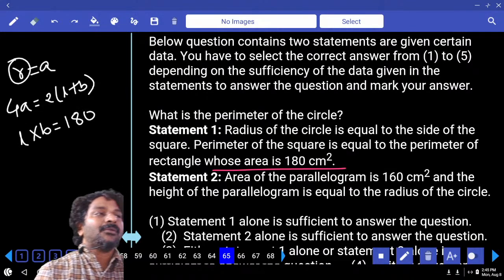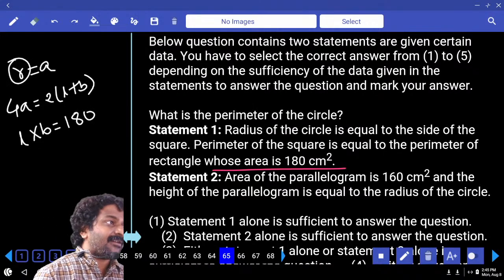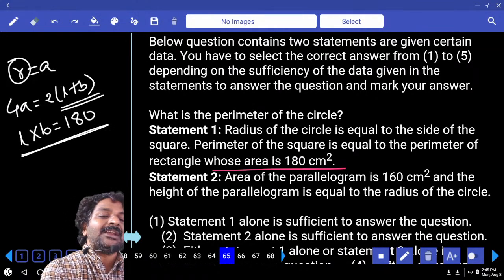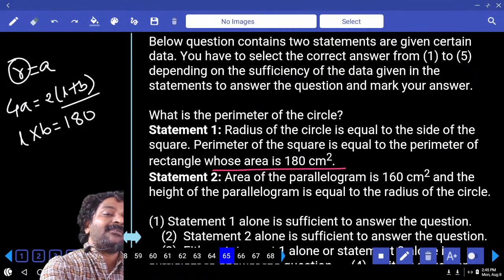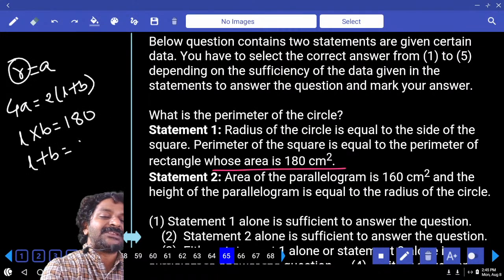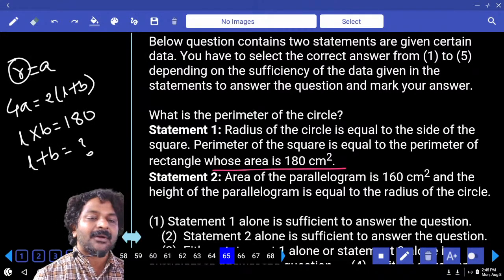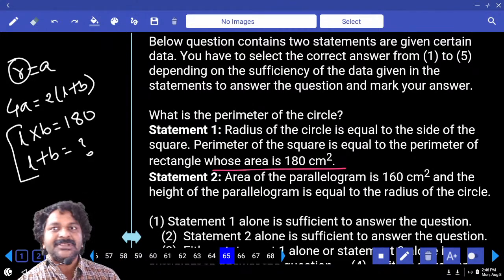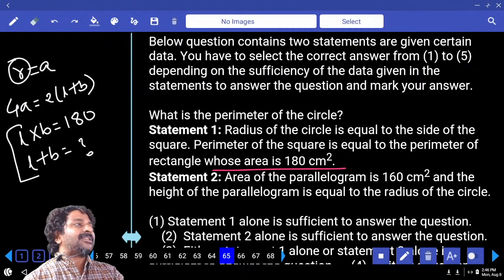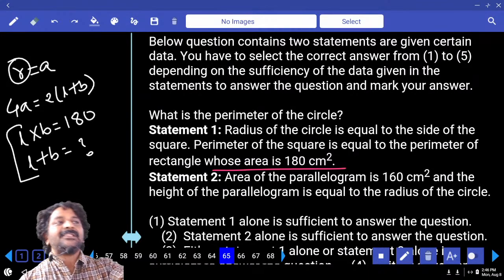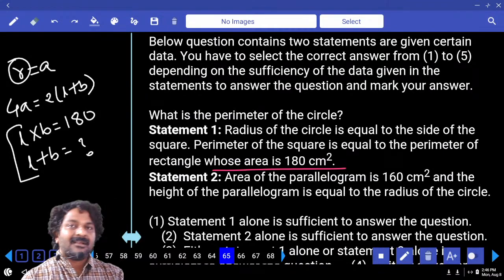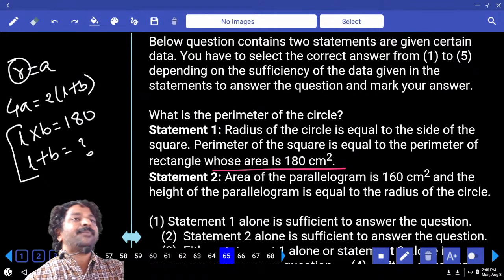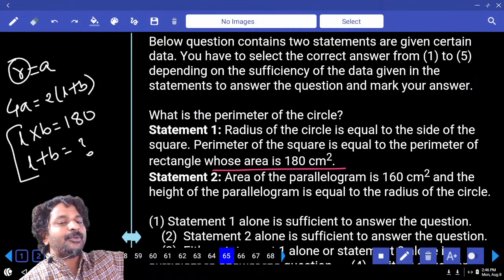See, to know the R value, we need to know the A value. Again, the A value depends on L plus B. When you know L into B is equal to 180, can we calculate how much is the L plus B value? Come on. Using only length into breadth, that is 180, can we calculate how much is L plus B? We need to know some other supporting statement, like length is these many times of breadth. We don't have any such information. L plus B is impossible to get using L into B is equal to 180.